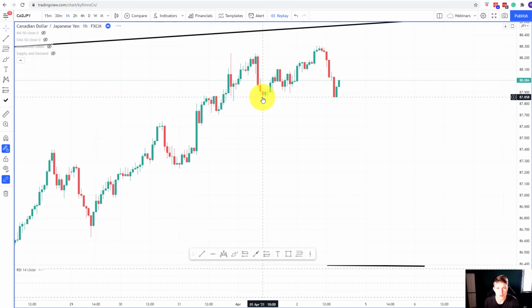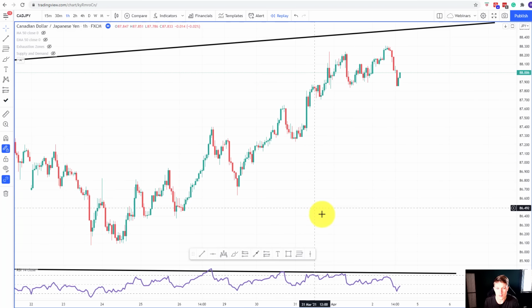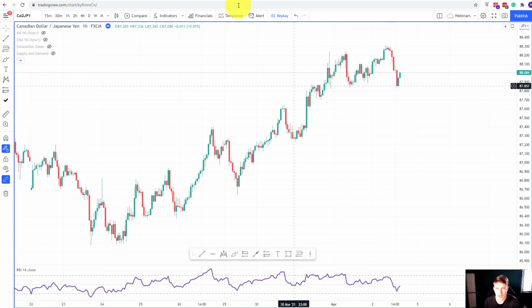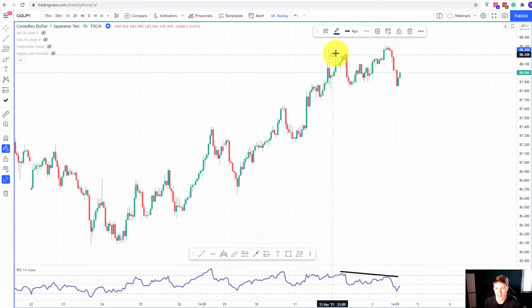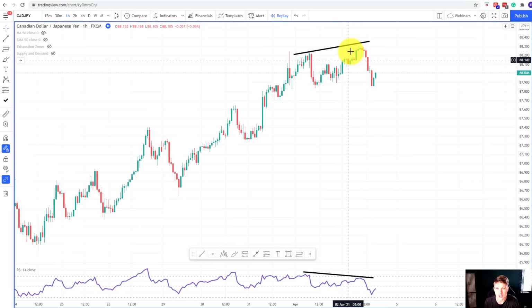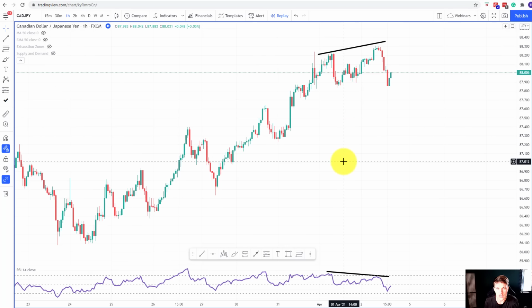For example, 1 hour. And on the 1 hour, we need another divergence. And we have that already here. You can see we have a divergence, lower highs on your indicator, higher highs, although just barely, on the price action. And this looks really interesting.